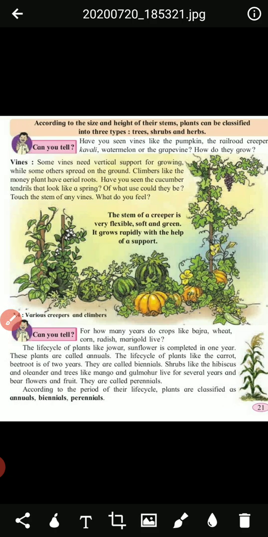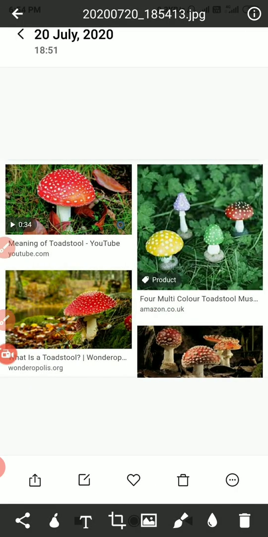So I will show you the pictures of those plants. See, this is the toadstool.